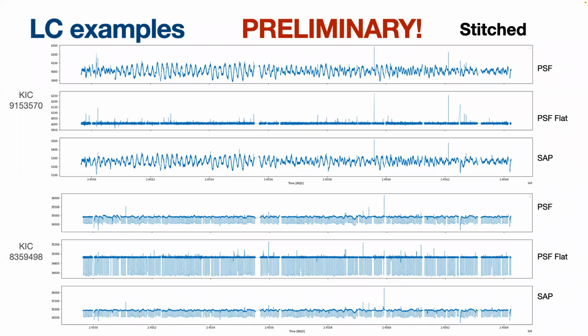But we are also providing a flattened version of the PSF photometry, which is the one that you will like to use if you're doing an exoplanet search. That will remove the stellar activity, the stellar variability, and hopefully preserve the transit. So that's the one you want to aim for if you're looking to do that. If you're looking to do stellar activity or long-term variability studies, the corrected PSF version will be the one you want to use.